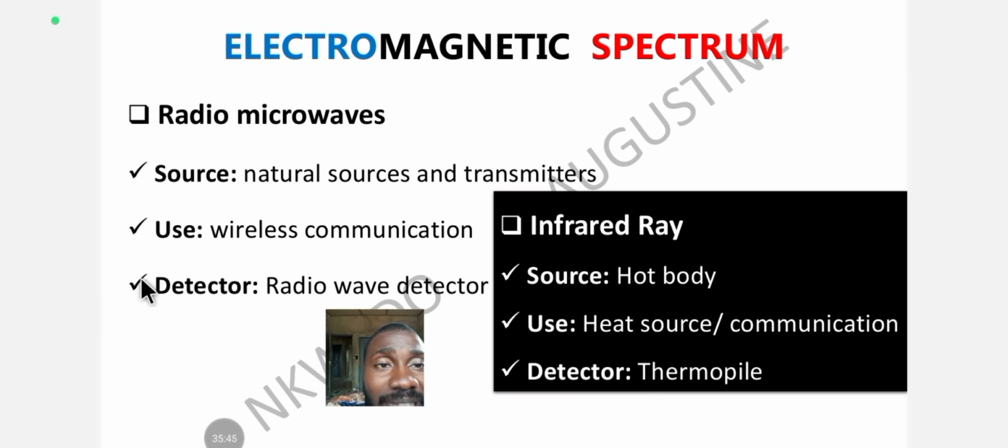How is radio wave detected? It is detected through a radio wave detector tube. That's what you use in detecting radio wave. Your radio at home is a device that detects radio wave.